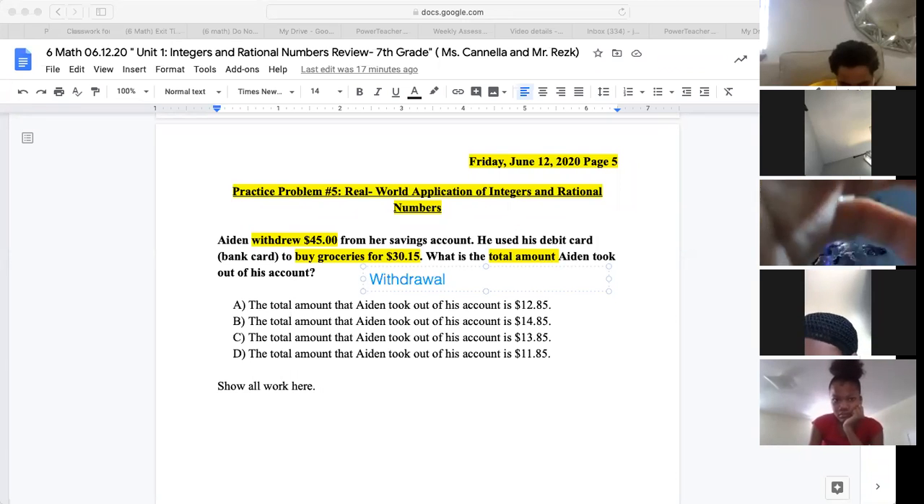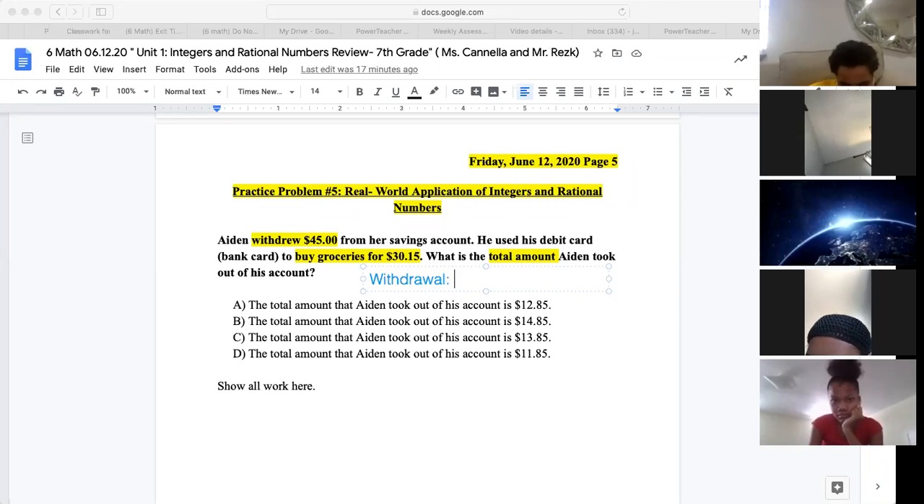Okay, I'm going to do this problem, so let me just type in here. Withdrawal. Carlton, if you're withdrawing, that means you're taking money out. Is that a positive or negative number? Taking money out. That means that's a negative. Okay, so we're going to write withdrawal equal negative on our paper. We're going to write minus $45.